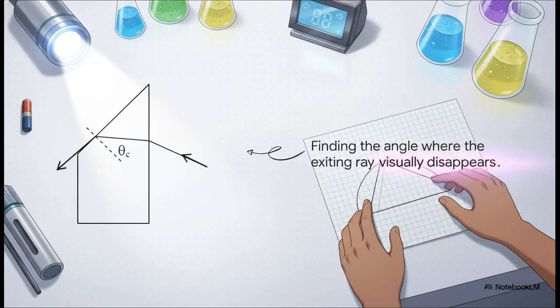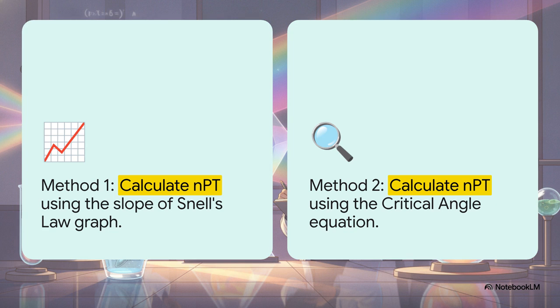As we turn it, that exiting ray gets closer and closer to the edge. And the exact second that ray visually disappears entirely, we stop rotating. We trace the block, measure that internal angle with our trusty protractor, and boom, we have just found our critical angle. All right, now for the ultimate detective's reveal.